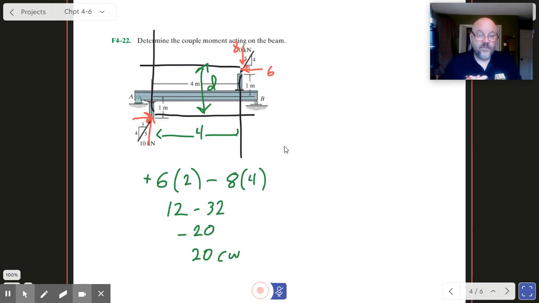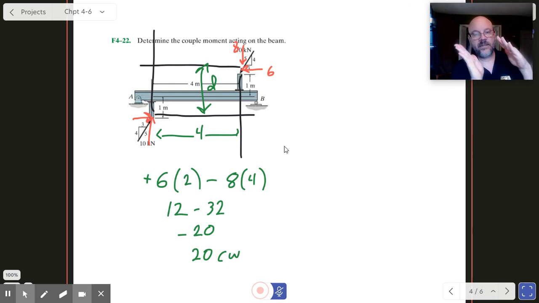So if you've got something at an angle, you don't have to work it at an angle and find that perpendicular distance. Split it up into a pair of perpendicular forces and work it that way.